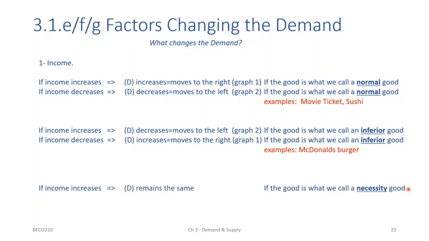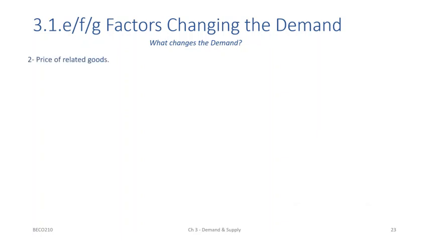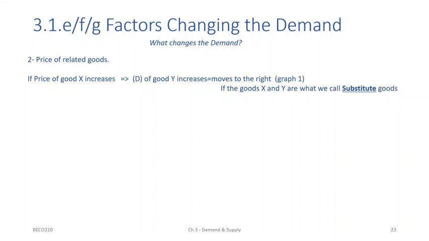For necessities, if income increases or decreases, the demand remains the same. It does not change. These are examples. The price of related goods will change the demand.